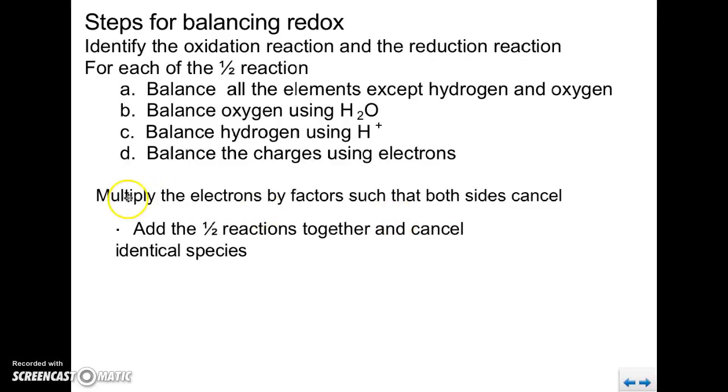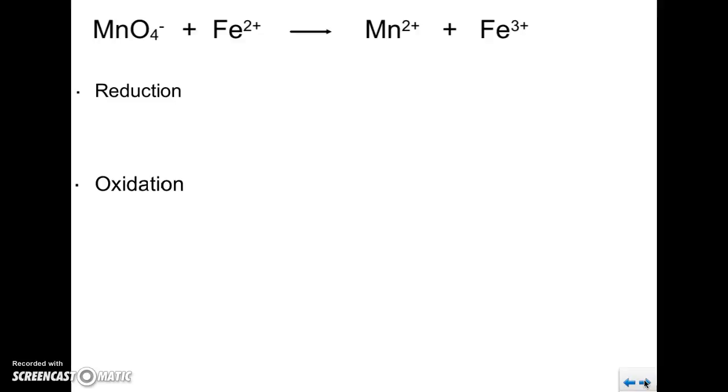Once you are done with that, you're going to multiply the electrons of the two half reactions by factors such that both sides cancel out, and add the two half reactions together to achieve that balanced redox reaction. So what I'm going to show you is an example problem, a couple example problems. The first one we're going to look at is this MnO4 negative plus Fe2+ resulting in Mn2+ and Fe3+. Now the first thing you'll notice is that I'm going to ask you to balance this equation.